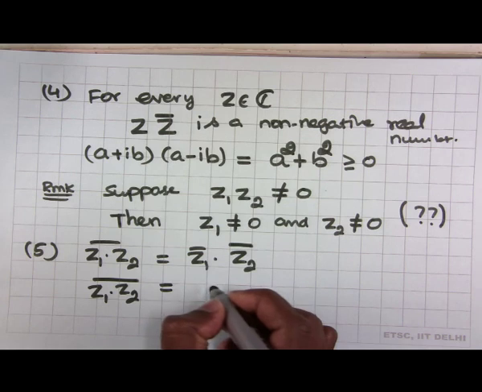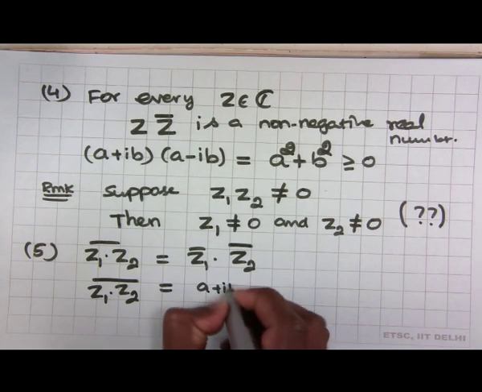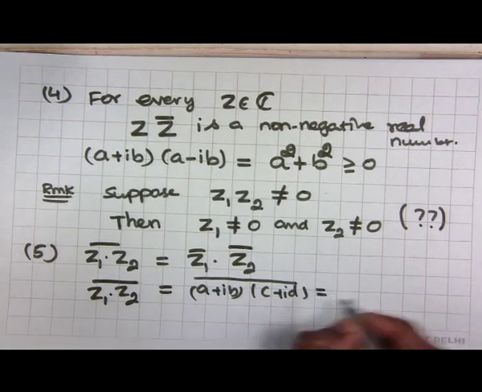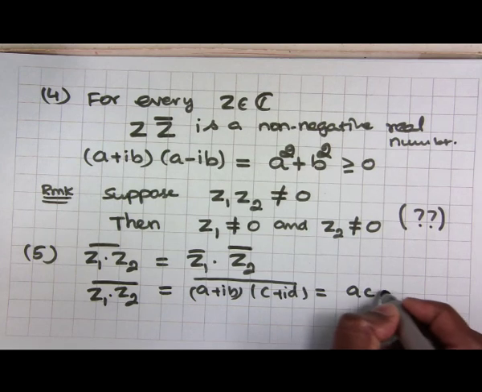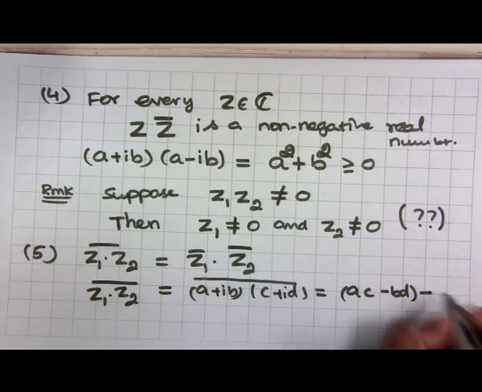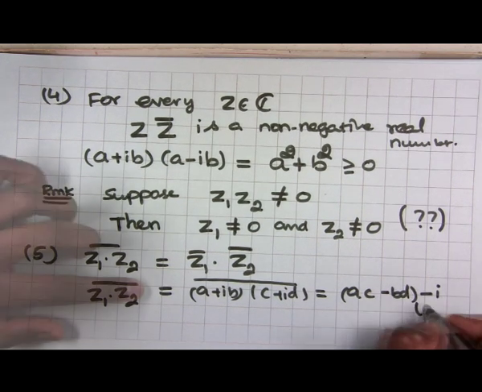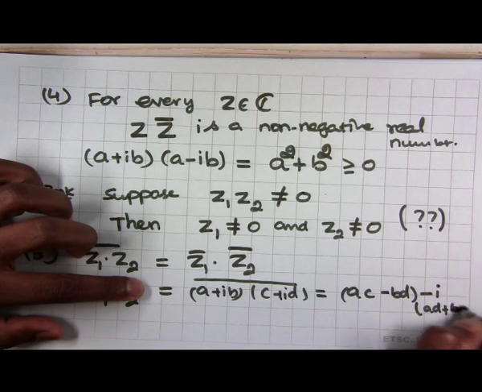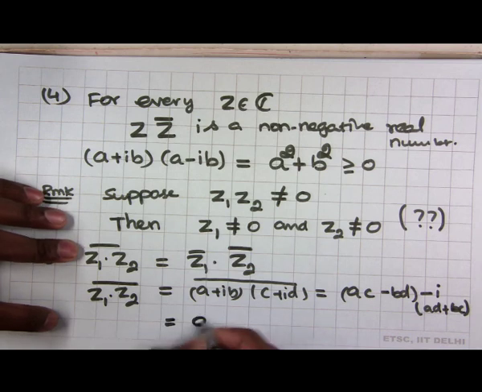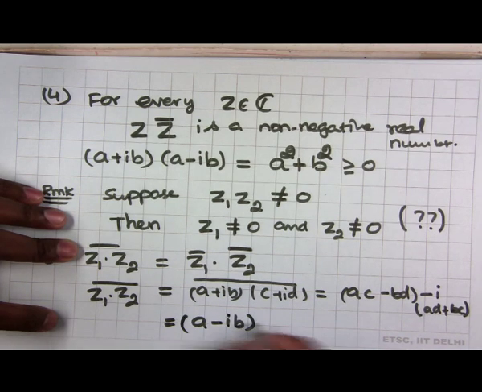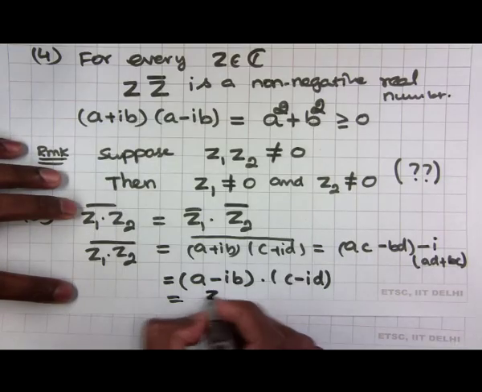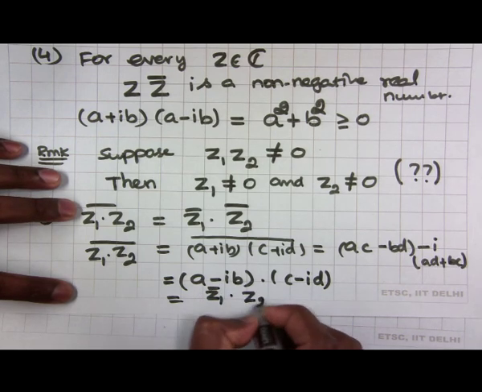So, let us consider first the product of two complex numbers a plus i b multiplied with c plus i d, and then take its conjugation. We know what this product is, this is a c minus b d plus i times a d plus b c. After conjugation you are going to get a c minus b d minus i times a d plus b c. You can verify that this is nothing but the product of a minus i b and c minus i d, which is z1 bar into z2 bar.